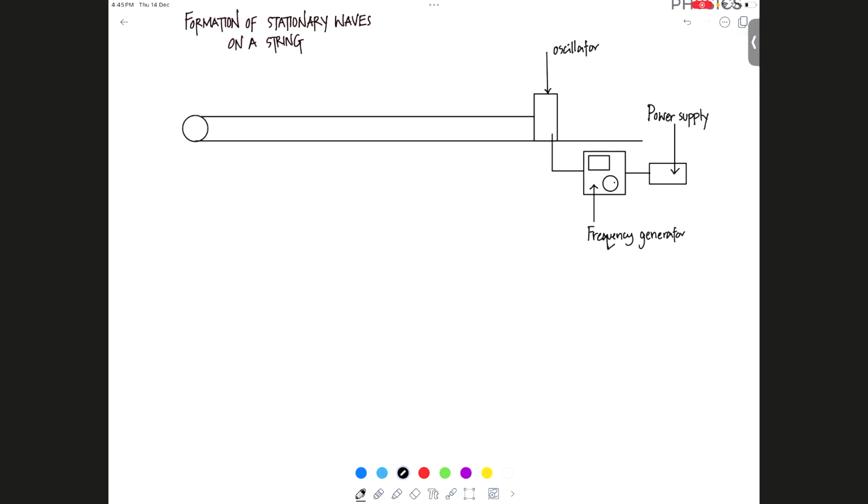Now what we will do at this end is hang a string. So there'll be a string hanging from here. The reason for this is that we need to apply what on the rope? Tension. Okay, so you can hang a weight and that's going to apply what on the rope? Tension.